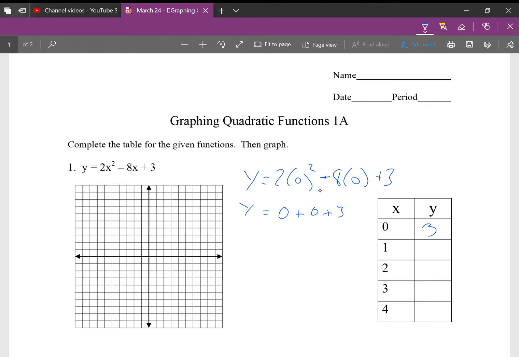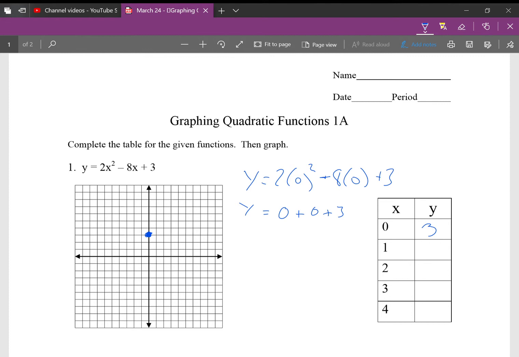0, 3 is going to be on the y-axis, and it's going to be 1, 2, 3 units up. And I'm going to make that dot. I want to make it so I can see it, and so you can see it too. And so when you're doing your work, same thing. Don't make the dot so small that you can't see it.